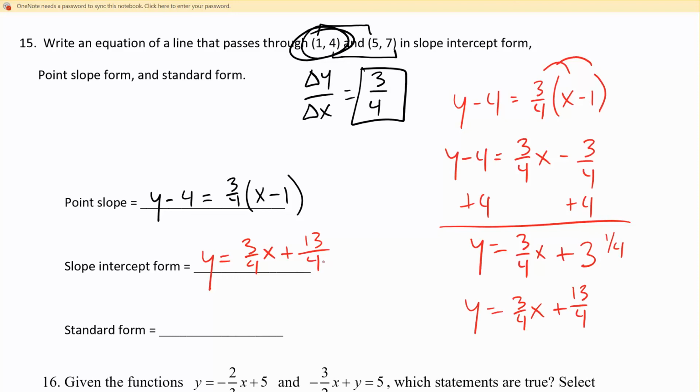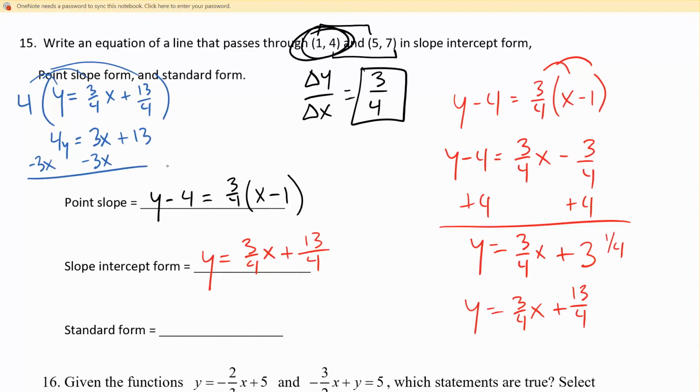So standard form, we can rewrite this, y equals 3/4 x plus 13/4. And in standard form, we don't have any fractions, so we're going to multiply the entire equation by 4, and we'll get 4y equals 3x plus 13, because we're distributing the 4. And now we want to get x and y on the same side, so we'll subtract 3x. And we'll get negative 3x plus 4y equals 13. So that's standard form, negative 3x plus 4y equals 13.